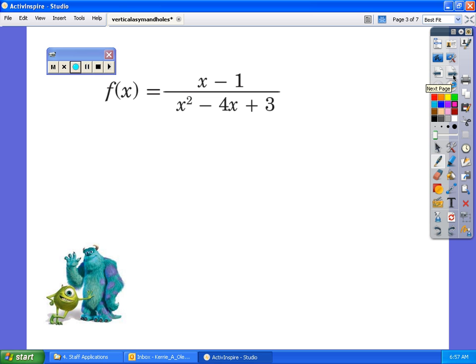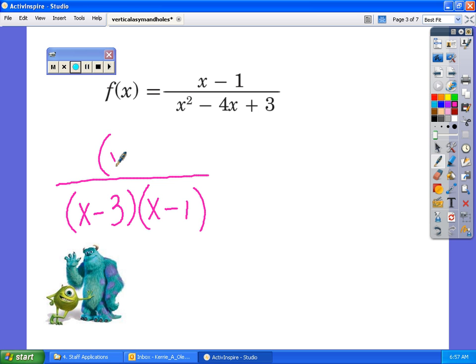All right, so I said we would talk about holes, so here we go. In this case, I need to factor first, okay? So the bottom, I need to simplify it. It's going to be x minus 3 times x minus 1. And at the numerator, I have x minus 1. So after I factored it, to simplify, something cancels out. What cancels out? The x minus 1.